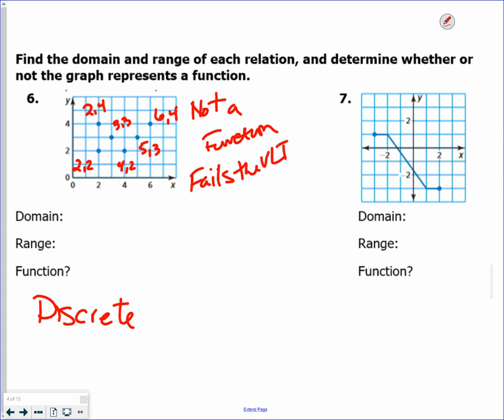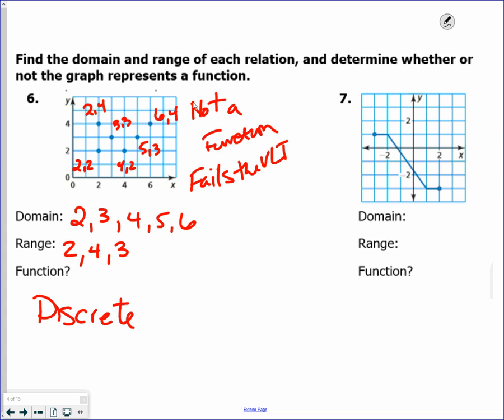So now, stating the domain: the domain values will be the x values. So you're talking about 2, 3, 4, 5, and 6. The range then is the y values. You again have 2, 4, 3, and that would be it. You do not have to repeat any values. So that would be all the y values and all the x values for this relation.